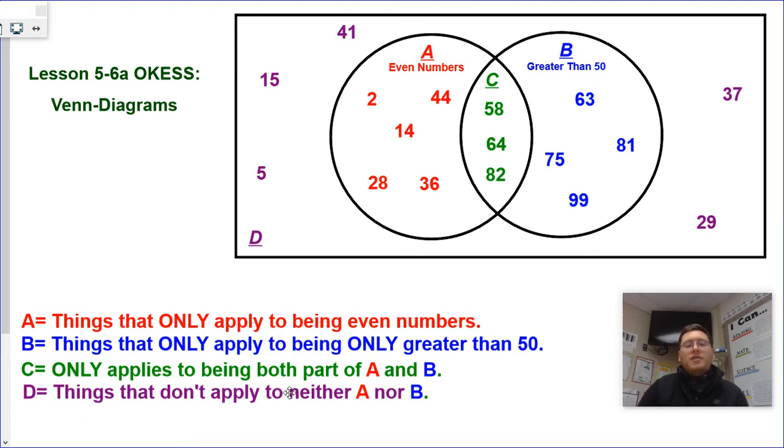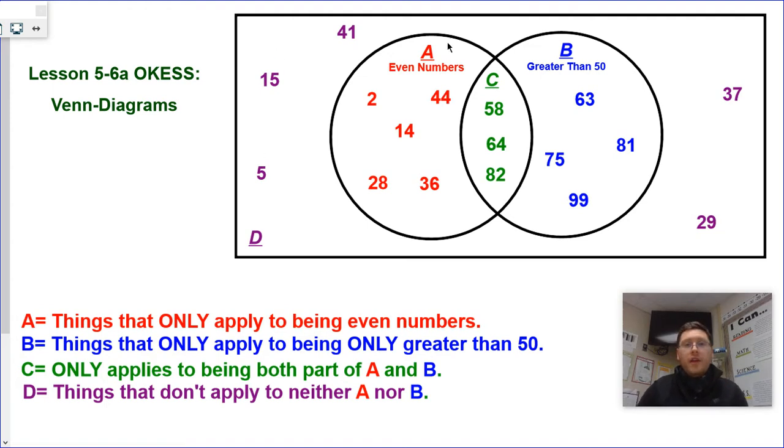Things that don't apply to neither A nor B. So these things do not apply to either A nor B. So 5 can't come in here because it's not an even number and it's not greater than 50. So 5 would come out here into the rectangle. 15 is the same thing. It's not an even number and it's not greater than 50. 41, it's not an even number and it's not greater than 50. 37 is not an even number and it's not greater than 50. 29 is not an even number and not greater than 50.